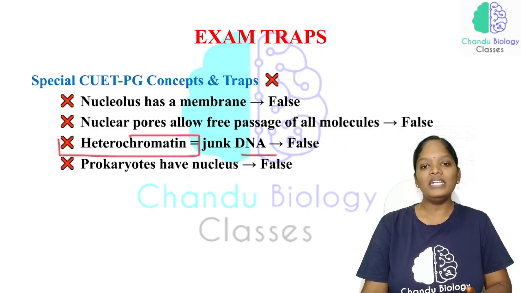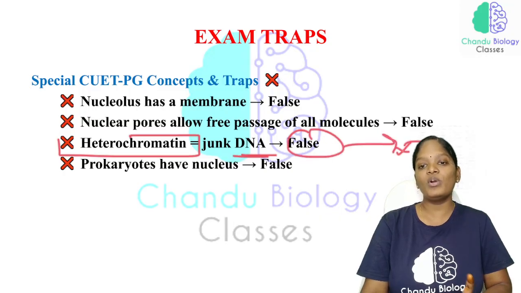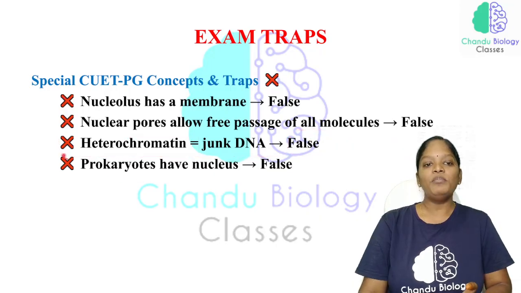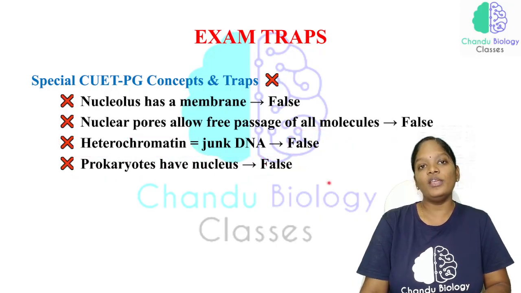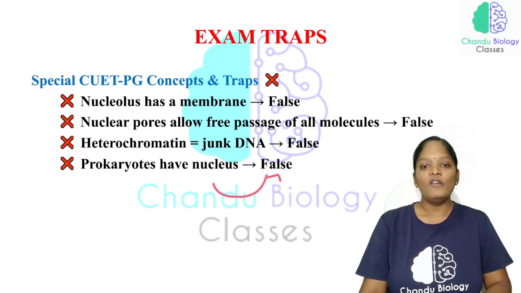Heterochromatin or junk DNA is false. So this is a false statement. We are going to discuss what heterochromatin is. And prokaryotes have a nucleus. This is false. Prokaryotes have a nucleoid, not a nucleus. So this is a false statement.